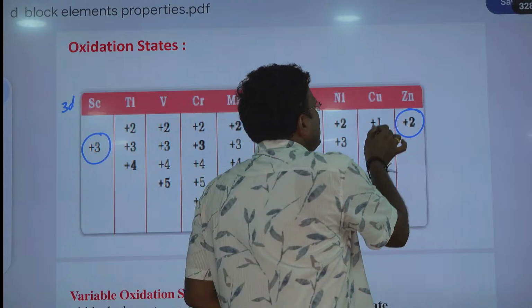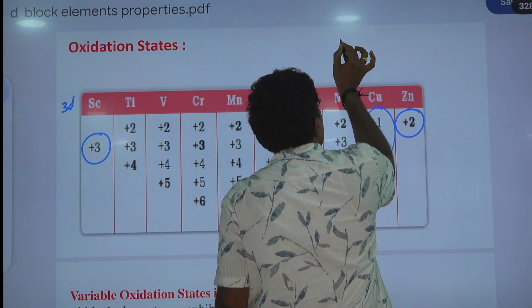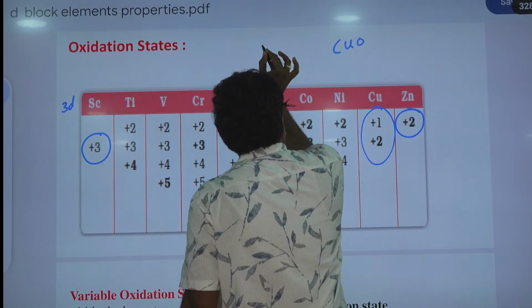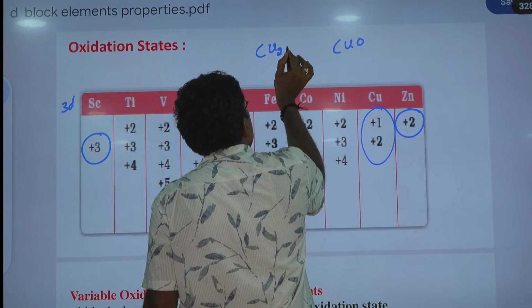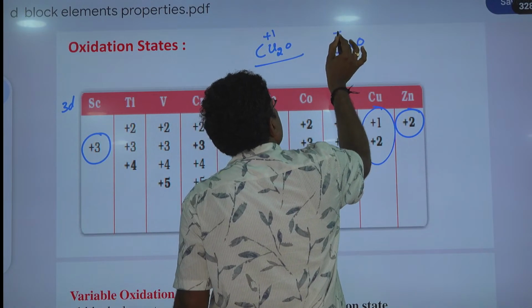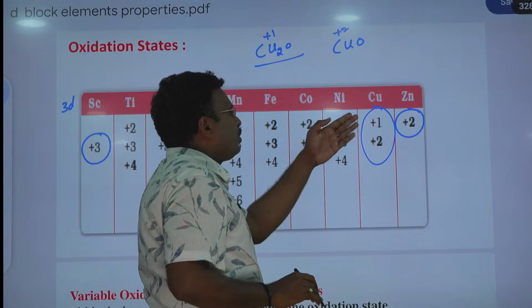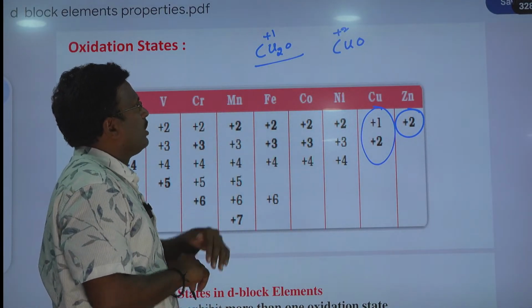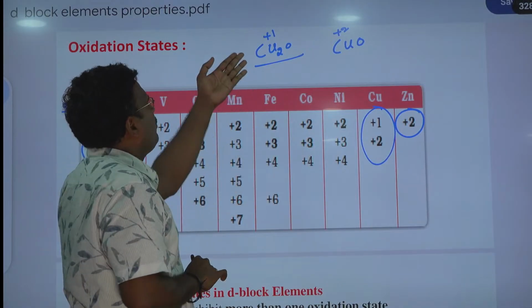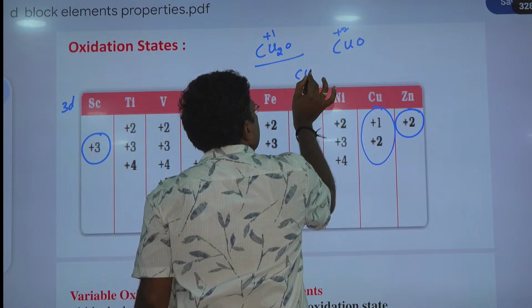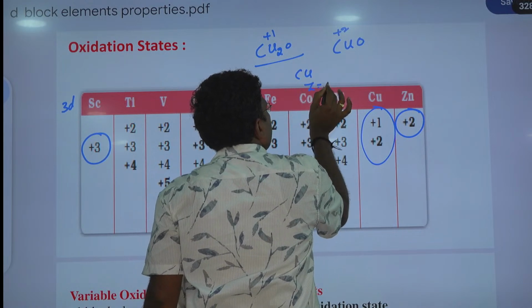Then there are copper oxides. You know copper oxides: cupric oxide and cuprous oxide, Cu2O. Cuprous oxide has the +1 oxidation state and cupric oxide has the +2 oxidation state. So copper forms two types of oxides, with +1 and +2 oxidation states. Very important: the atomic number of copper is 29.